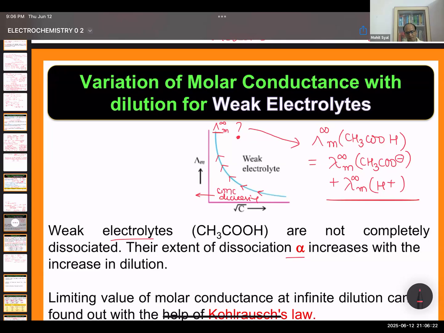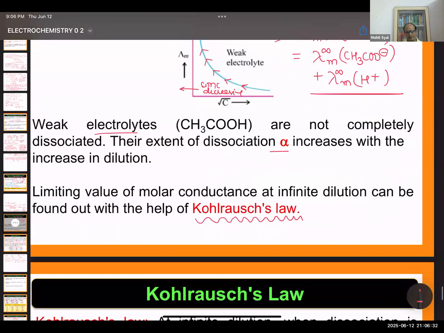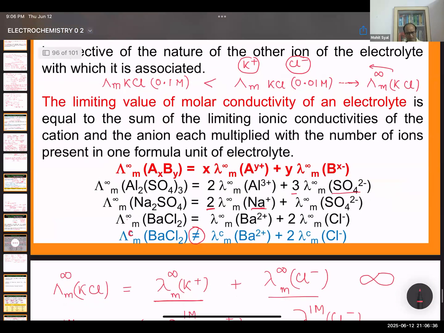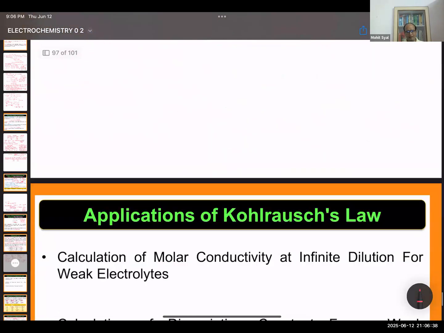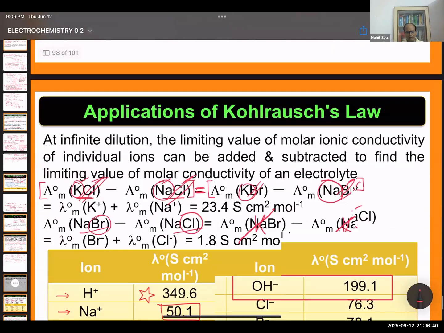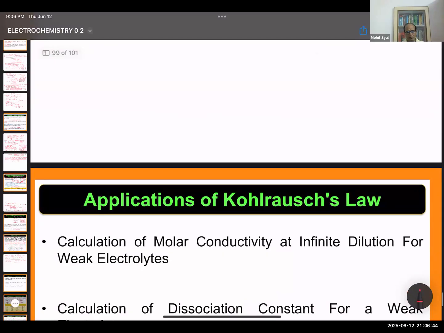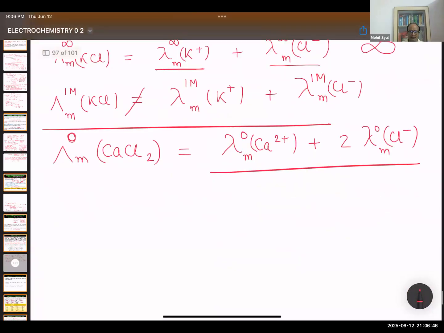So now we don't have to rely on the graph. The values of the individual ions will be given to you. Okay, so now it is very easy, or sometimes they will give you compounds so you can add and subtract them to get the values. Okay, and it has become very easy to do this calculation. Okay, let me give you a question.